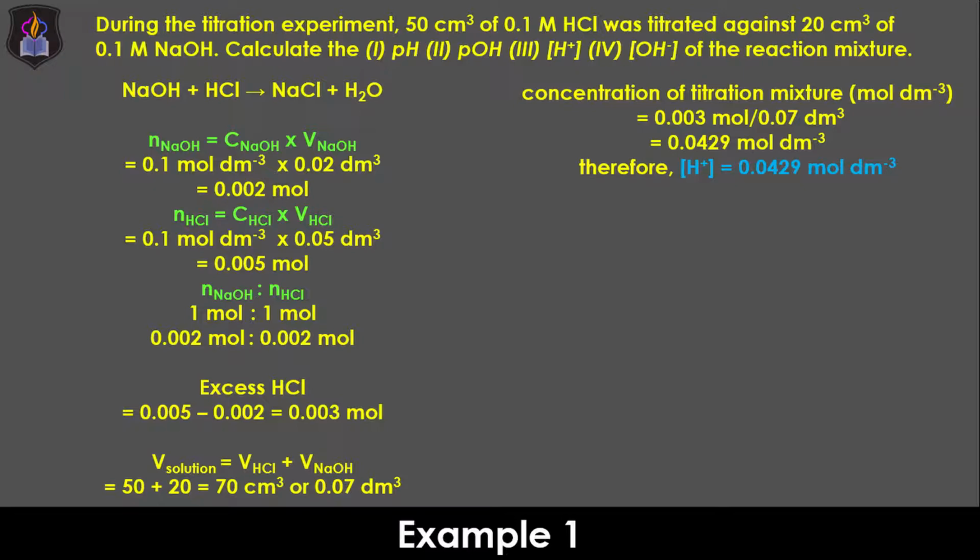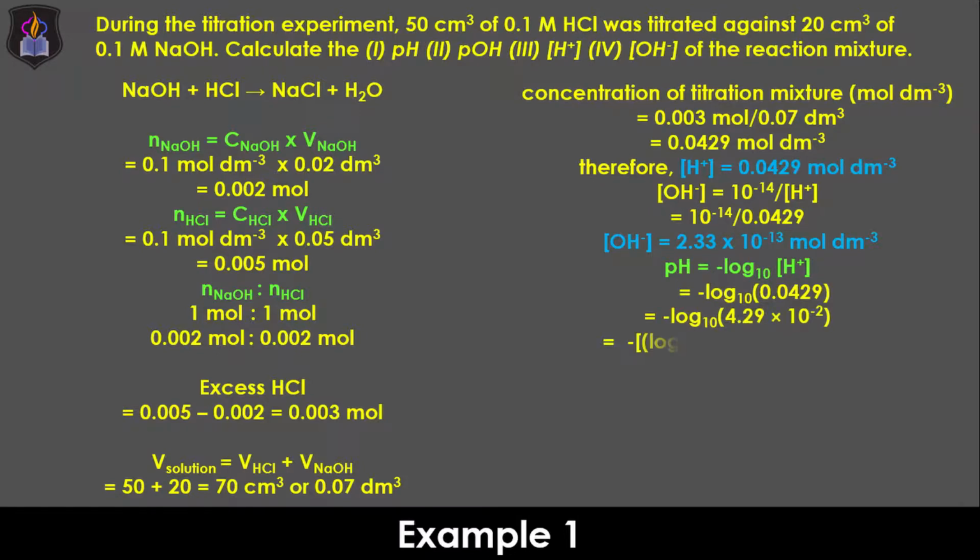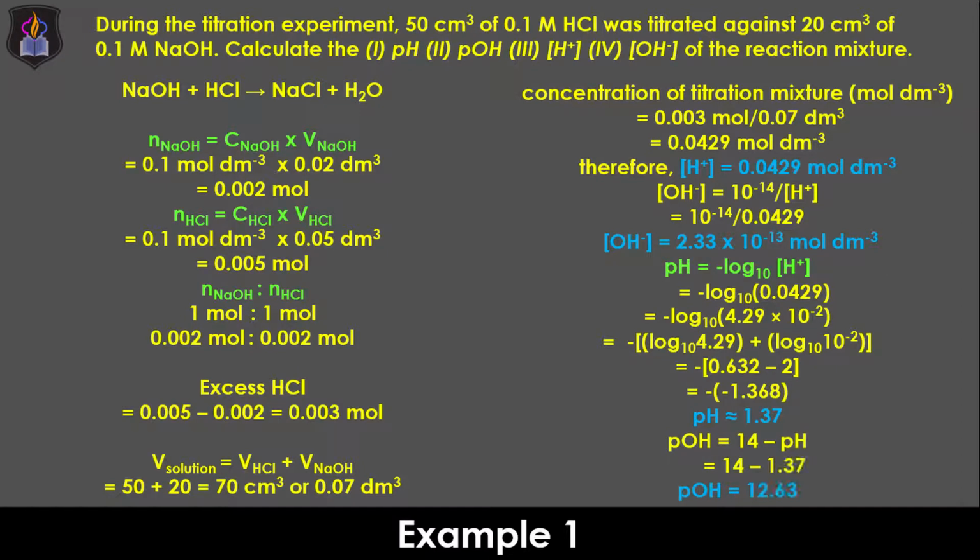To get the hydroxide ion, we use the equation for the ionic product of water and then make hydroxide ions concentration the subject of formula and evaluate to obtain 2.33 times 10 raised to the power minus 13 moles per dm cube. To calculate the pH, insert the calculated hydrogen ions concentration of the titration mixture into the pH formula and evaluate to obtain approximately 1.37. To calculate the pOH, subtract the pH value from 14 to obtain 12.63.